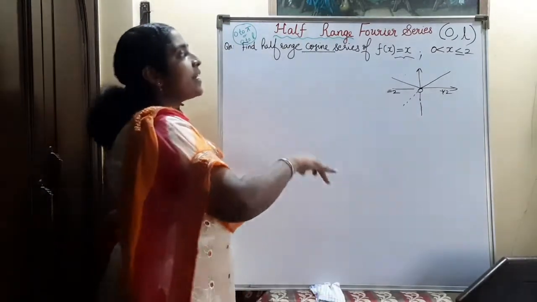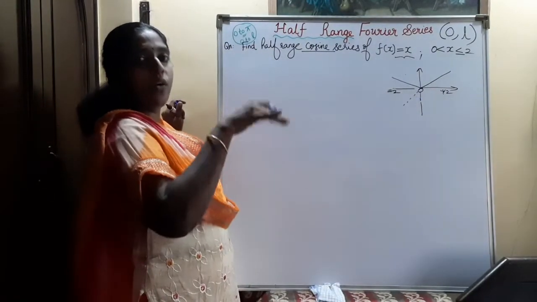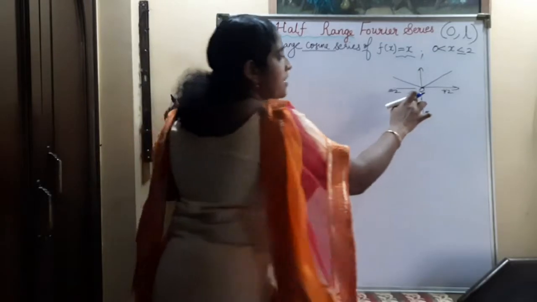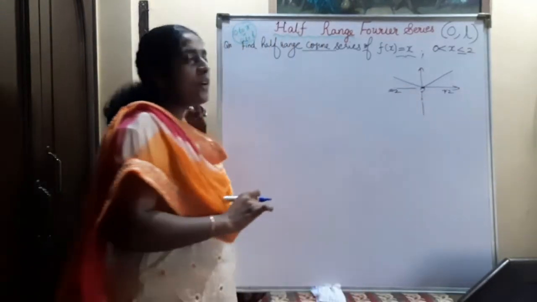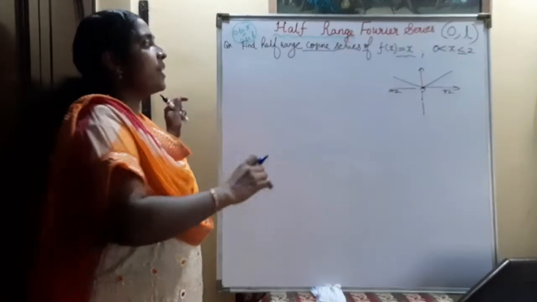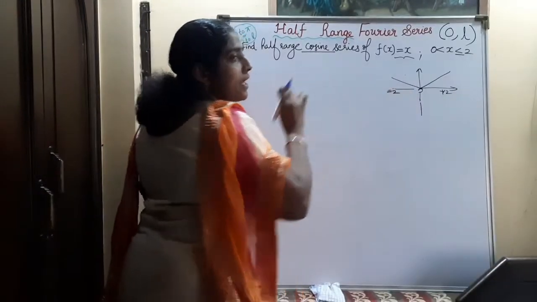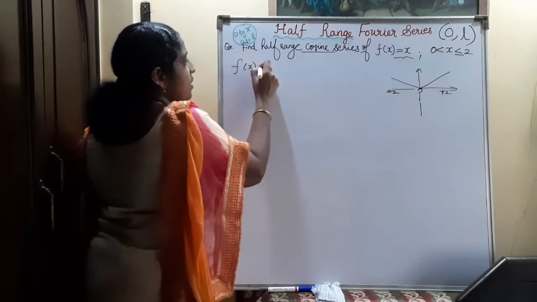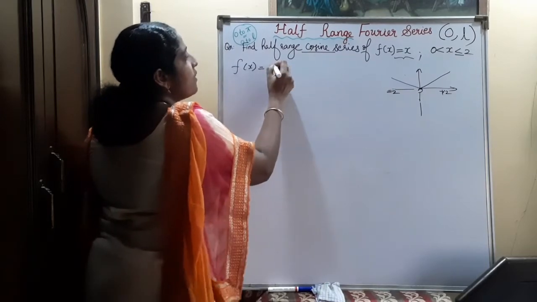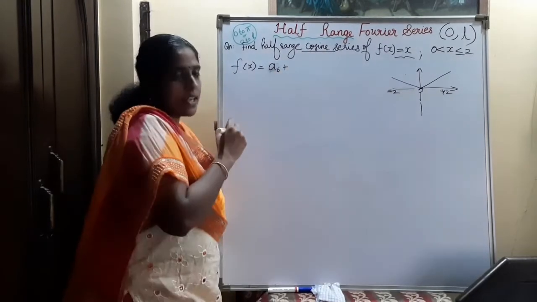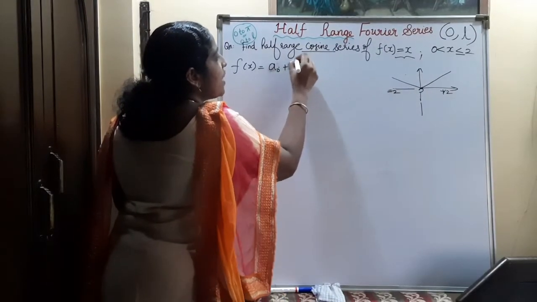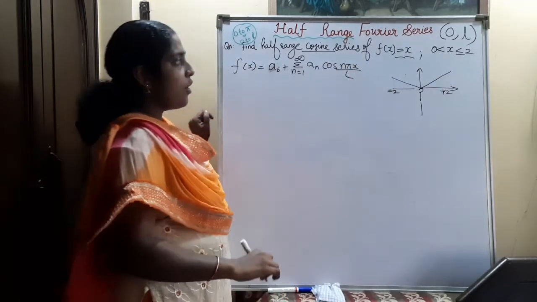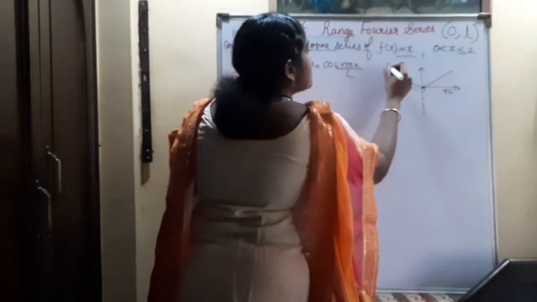So the extension can be done in the way of the odd concept, or in the way of the even concept. Now in the question they are asking for the half range cosine series. Half range cosine series means we are extending the function as a reflection in the y-axis. That is, we have to do this with the even concept. Then we have to apply the even formulas. What is the formula of the even half range cosine series? f of x is equal to a0 plus sigma n equal to 1 to infinity an cos n pi x by L.